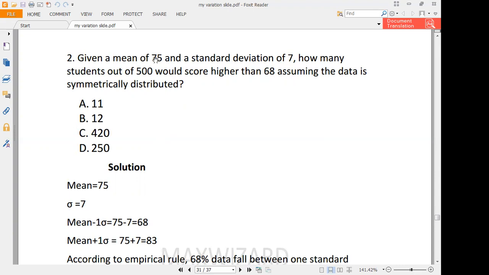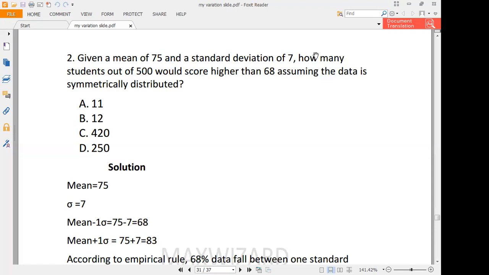Now let's see, how can I get 68 using this mean and standard deviation? Without telling you, you should know that if you subtract 7 from this 75, this should give you 68. Another easy way you can know how much a data point deviates from the mean is to just subtract that data from the mean. For example, I will say 75 minus 68, or you say 68 minus 75, you still get 7.